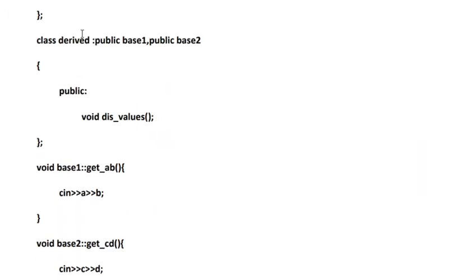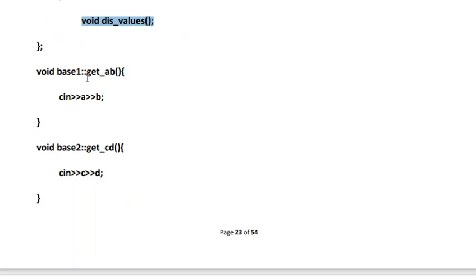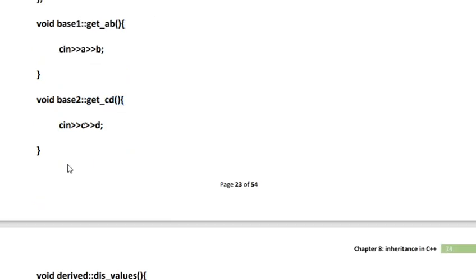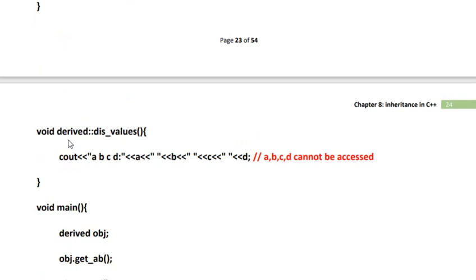Now, I have derived a class by the name derived from base 1 and base 2 with public as the mode of derivation. So in addition to whatever it has inherited from the base class, it has its own member function, that is display value, which is placed in the public section of the class. So here I am defining the function getAB to read the values of A and B, getCD to read the values of C and D, which belong to base 1 and base 2.